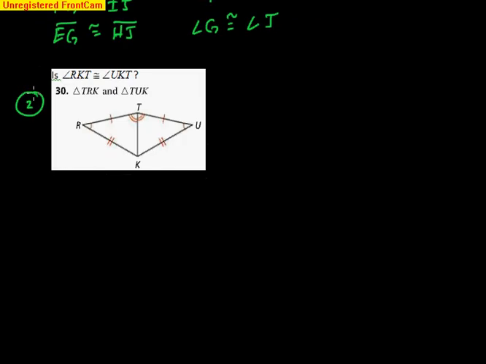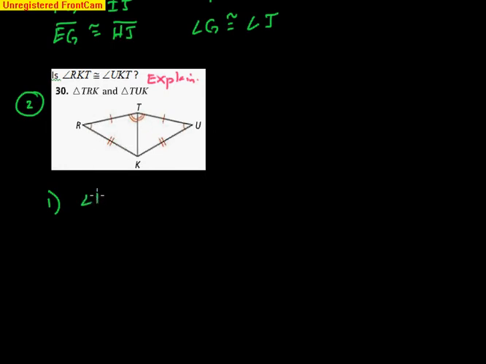Okay, here's problem 2. Problem 2 is asking, is angle RKT congruent to angle UKT? And it should say explain. There are 2 ways you can go about doing this problem. Okay, the first way.